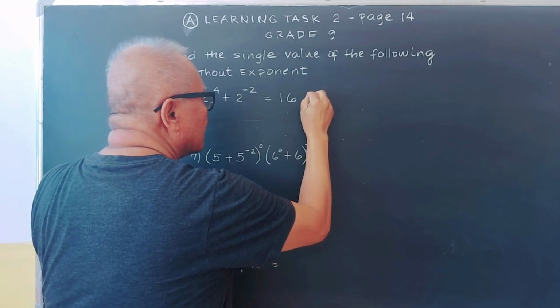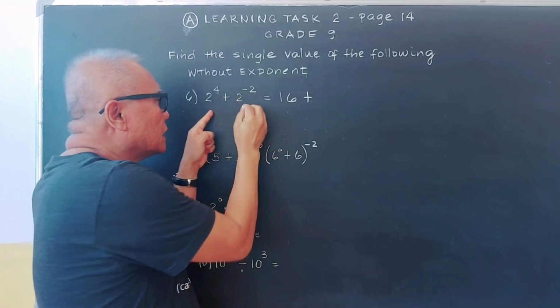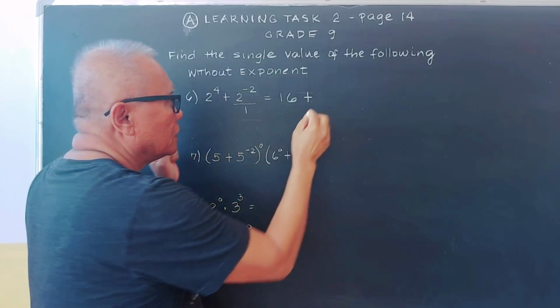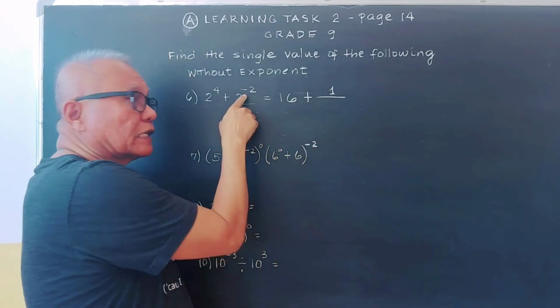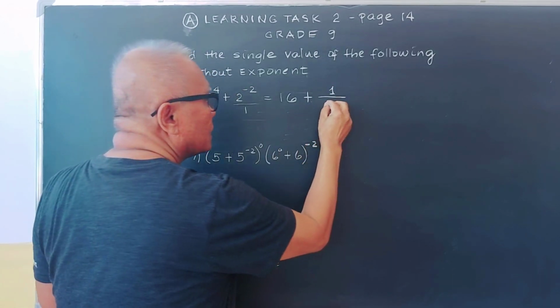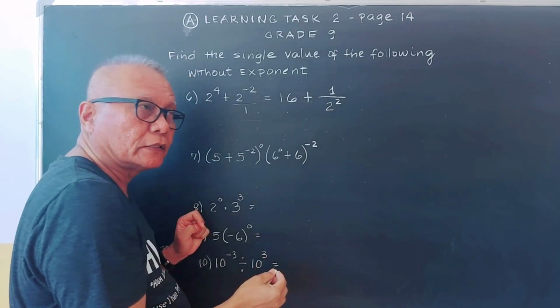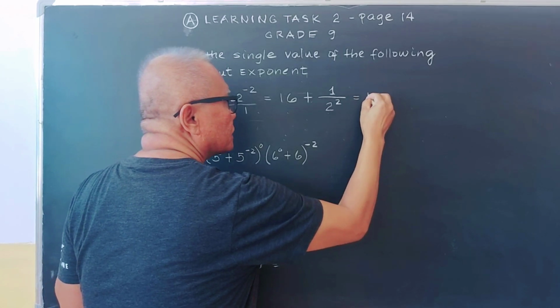Plus, and we have plus here. At ito, ibaba natin para mag-change yung negative to positive. So, we have 1. Sinaseta siya. Baba. We have 2 squared. Okay? Is equal to yung 16 ulit.